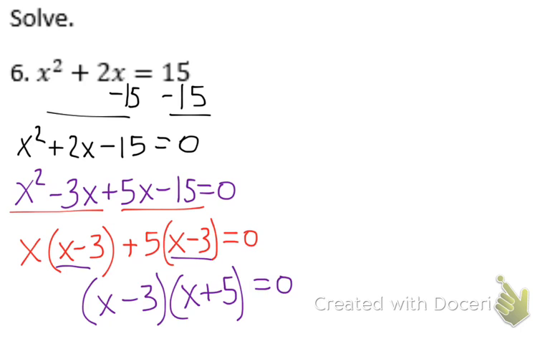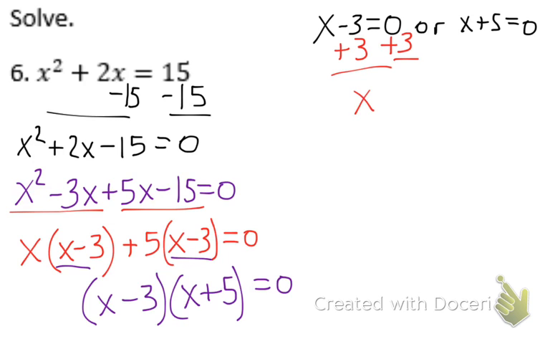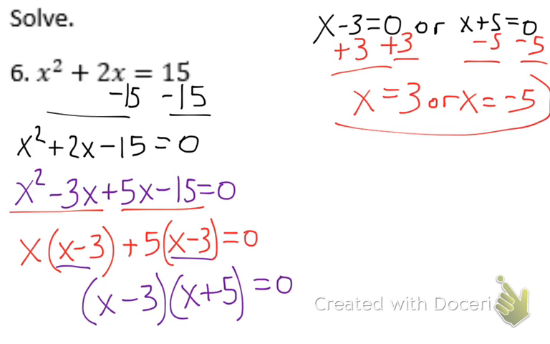Got a product equal to 0, set each factor equal to 0 and solve. So either x minus 3 equals 0 or x plus 5 equals 0. Add 3 to each side to get 3. Subtract 5 from each side and you get negative 5. So two solutions, either 3 or negative 5. You can check them by plugging them back in.